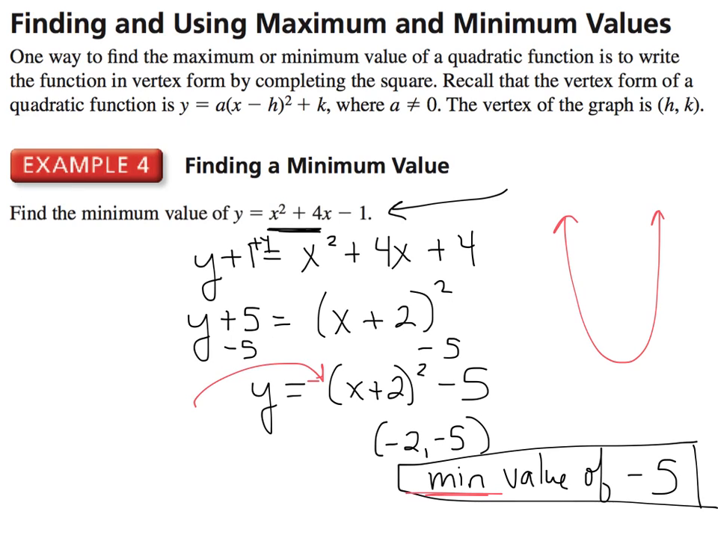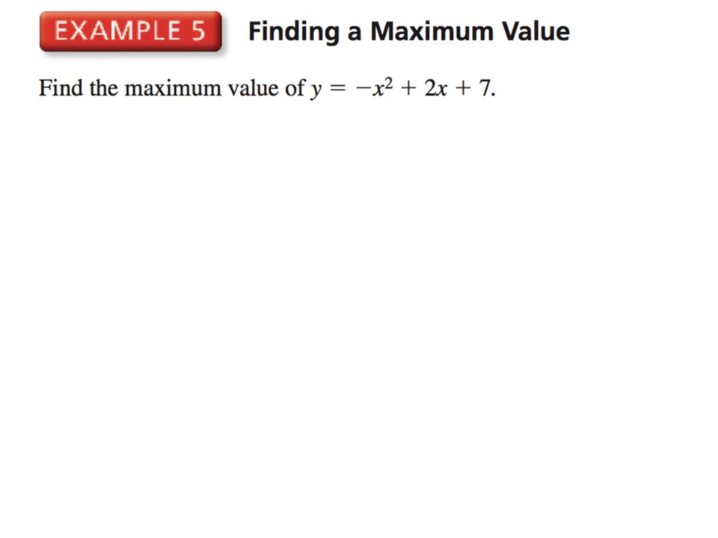Therefore, that's how I figure out if I have a minimum. So let's find a maximum value. We know this one opens down. Because it opens down, we have a max. So what I'm going to do, I'm going to make this a positive 1, which it's not. So I'm going to move these two terms to the left and the y to the right. So I'm going to get x squared minus 2x, leave a blank, equals negative y plus 7.